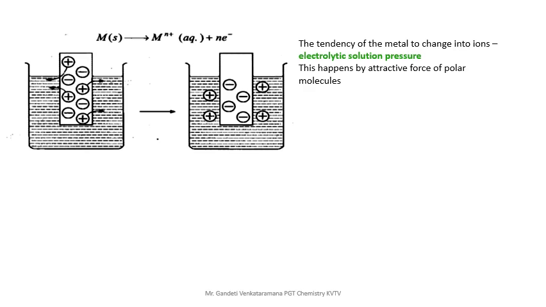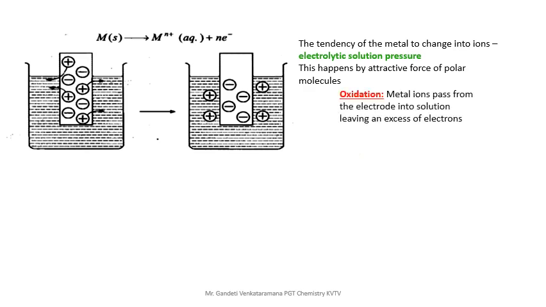Yeah, this tendency of the metal to go to the metal ion is called electrolytic solution pressure. This happens by attractive forces of polar molecules. Just to focus on this one. Okay, next one.